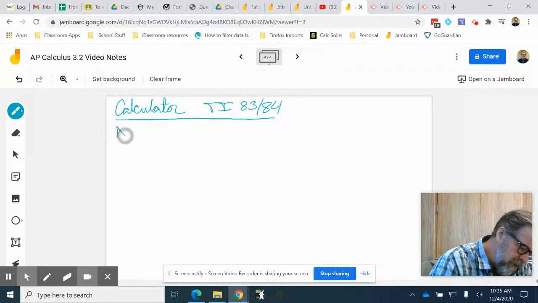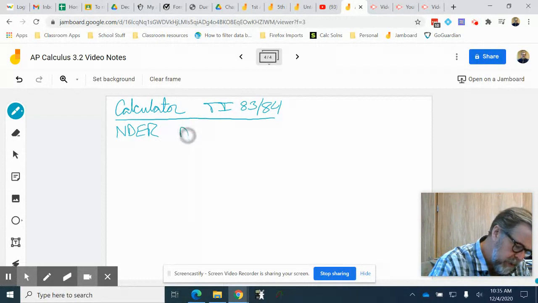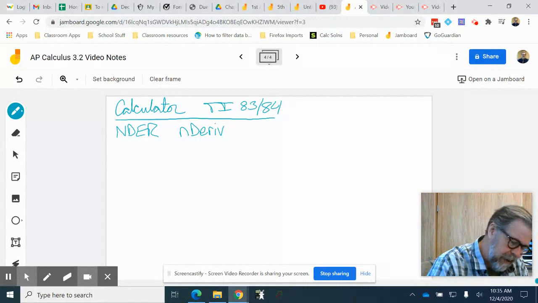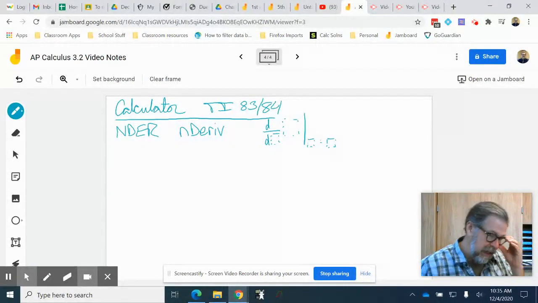So there is a function called nDeriv, sometimes nderiv. And of course, if you have MathPrint in your calculator, it will look like this. And you just fill in what you need.